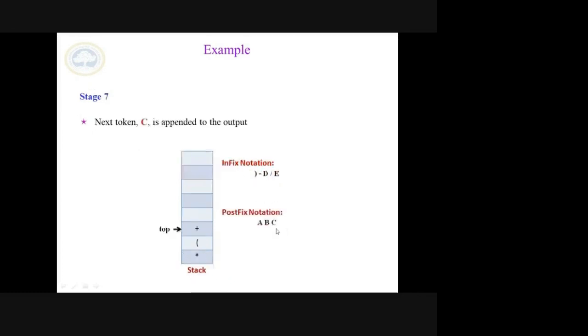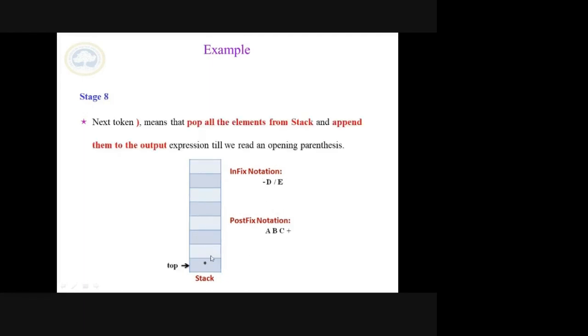Now C comes. C I will put in the postfix notation. Now see very carefully, a close parenthesis is encountered. This I won't push inside the stack. Instead, my algorithm works like this: when a close parenthesis is seen, I pop all the operators until my open parenthesis. Here there is only one operator, plus, that will be taken out, and the open parenthesis also will be removed.